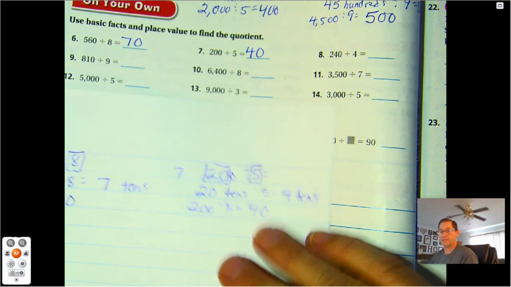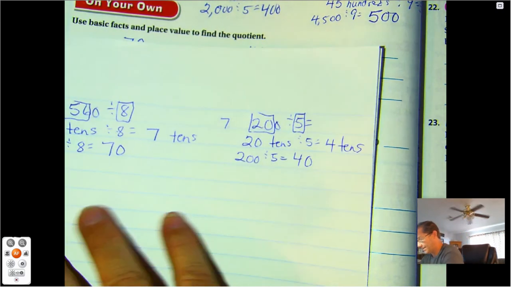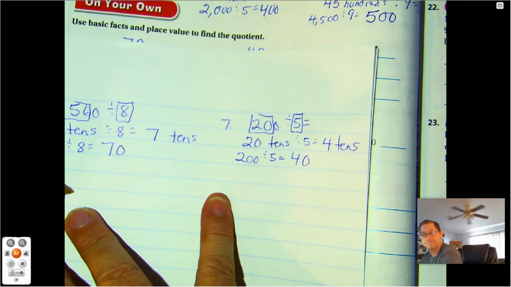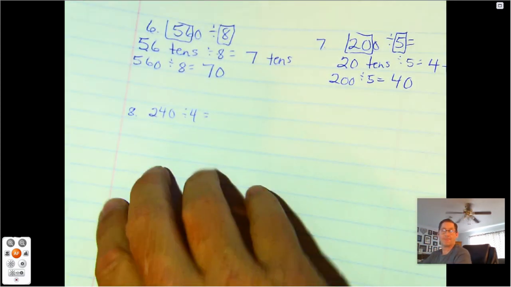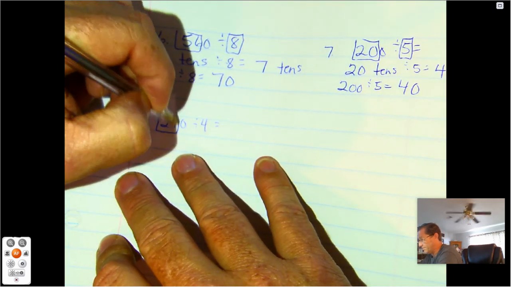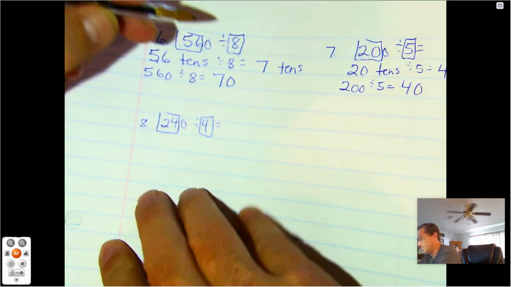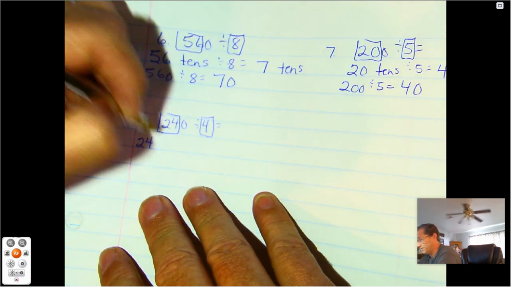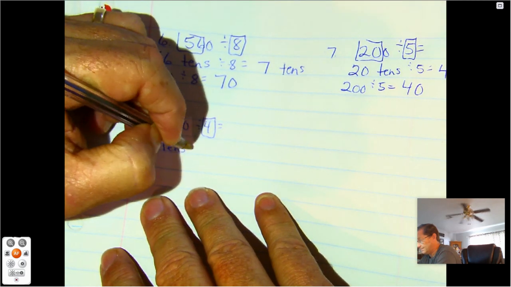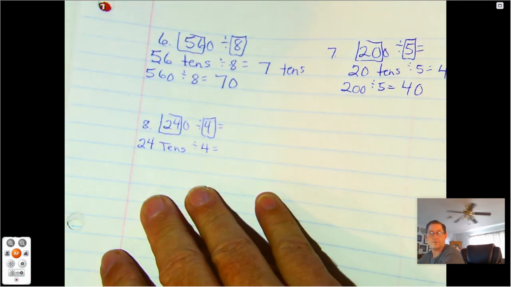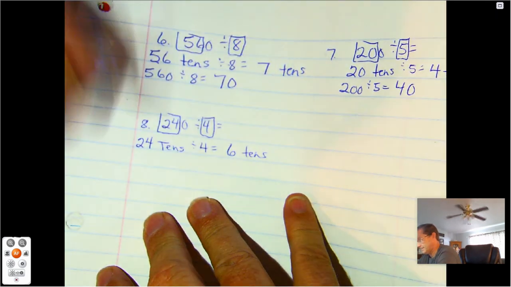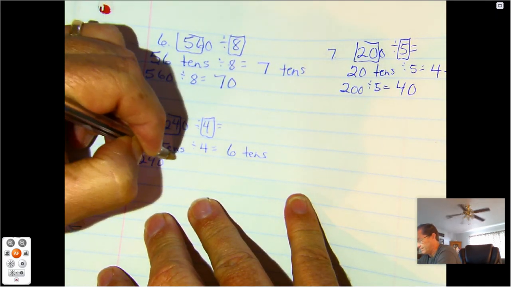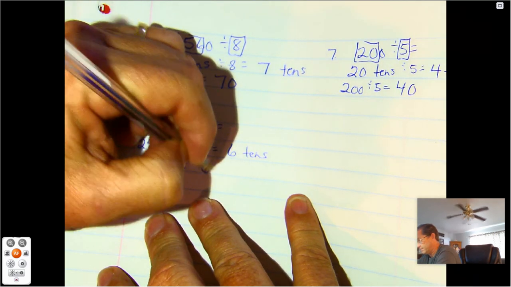Number 8, 240 divided by 4. The basic math fact is 24 divided by 4. I'm going to rewrite 240 as 24 tens. 24 tens divided by 4 is 6 tens. So 240 divided by 4 is 60.